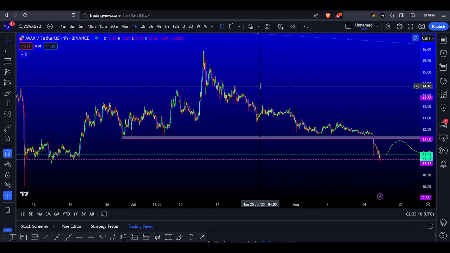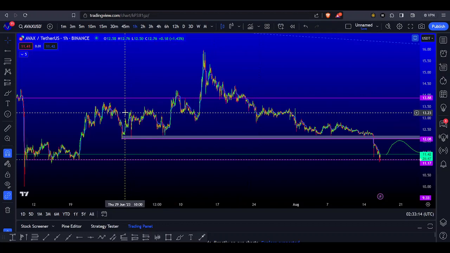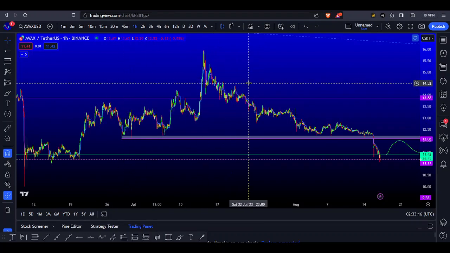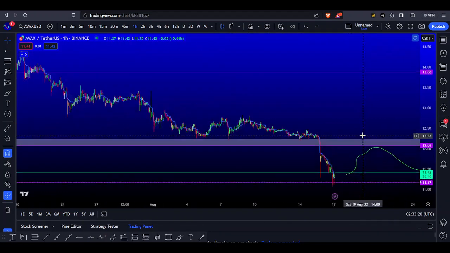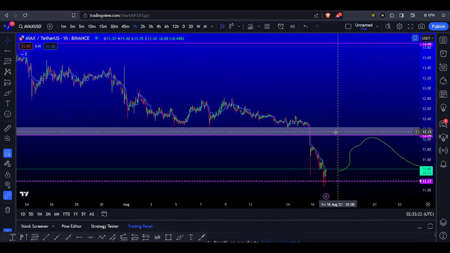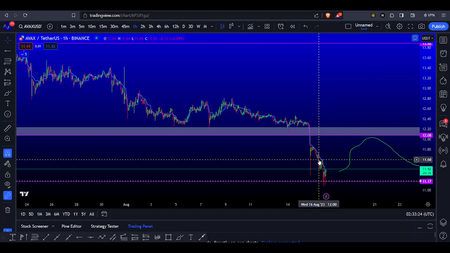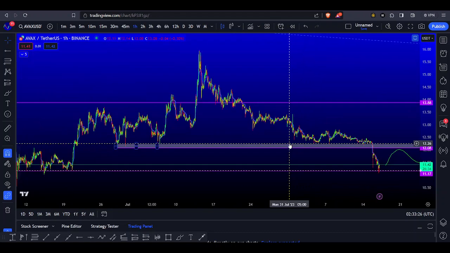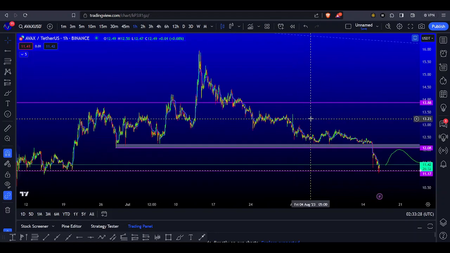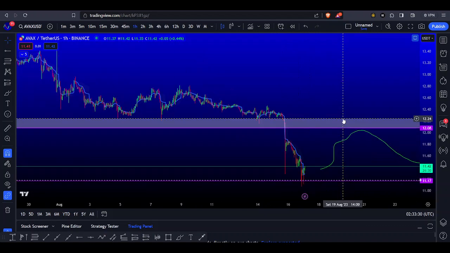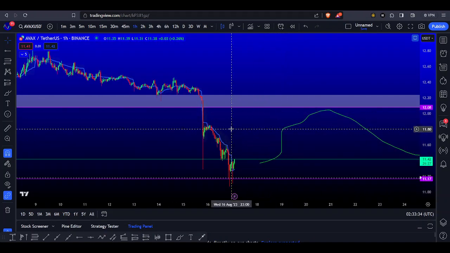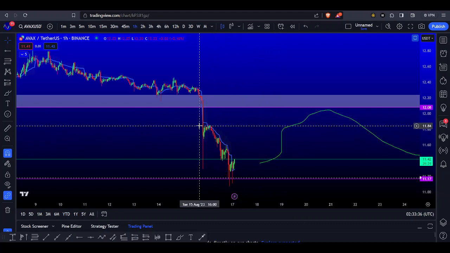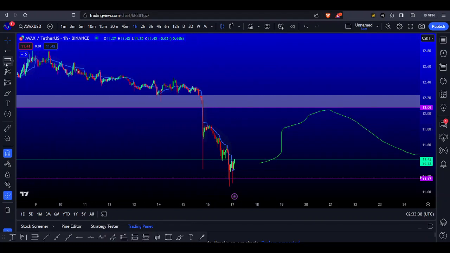AVAX, AVAX, USDT, Binance chart. Let's go ahead and take a look. As you can see, we had a pretty massive sell-off from around the $12 area. It's found support at around $11, and it's looking to probably move higher and more than likely retest the $12 range, or at least this little area here around $11.80.